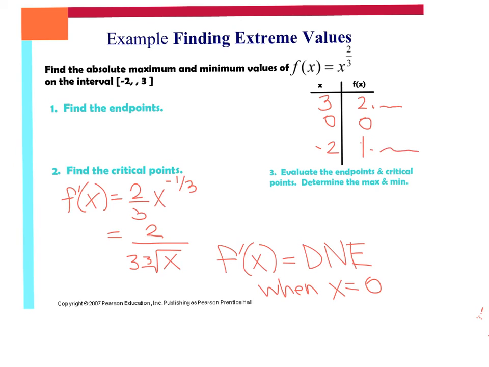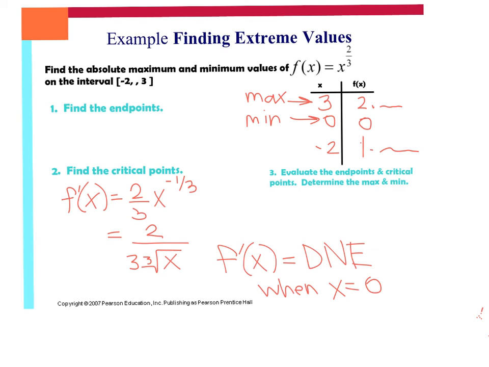Okay, so which would be my absolute maximum? Well, we can see that when x is 3, you're going to have a maximum. And the absolute minimum then will be at 0. So when x is equal to 3, we have a maximum, and when x is equal to 0, we have a minimum. Now we could verify these values by using the calculator and getting a decimal approximation.